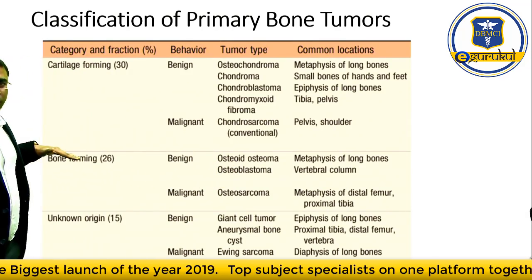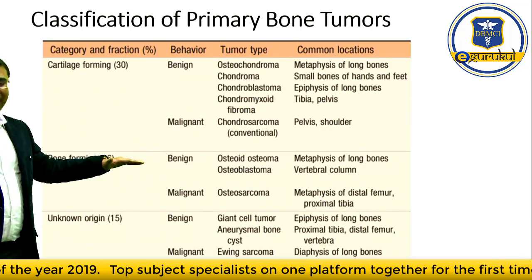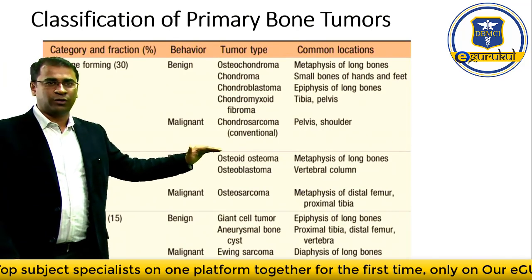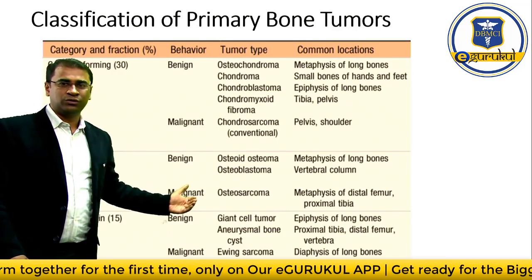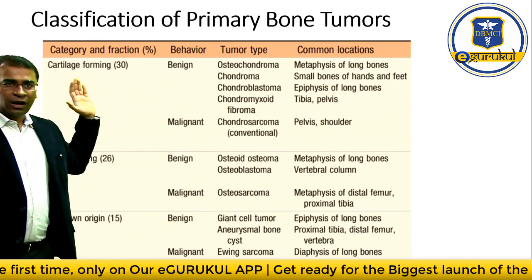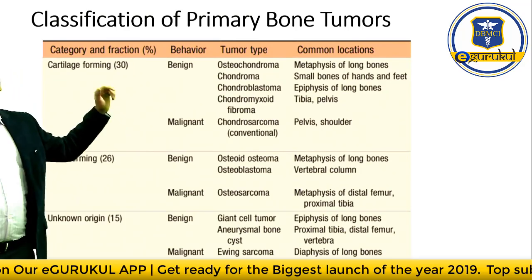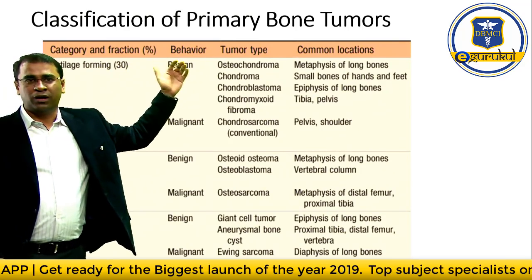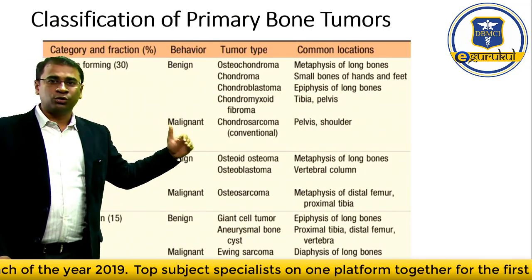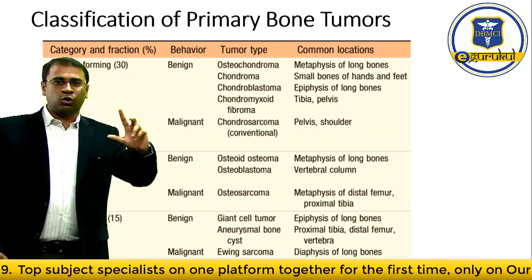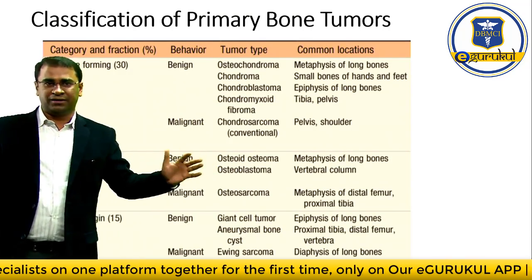So when you move to the bone-forming tumors, benign and malignant, the benign ones will be osteoid osteoma and osteoblastoma, and the malignant one will be sarcoma, which becomes osteosarcoma. Then cartilage, benign and malignant. Benign will be, say, osteochondroma, chondroma, and chondroblastoma. Malignant will be chondrosarcoma. So oma becomes benign and sarcoma becomes malignant.